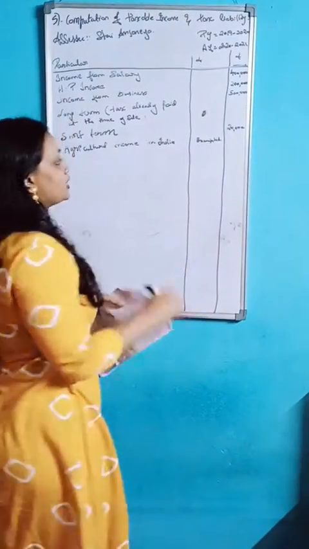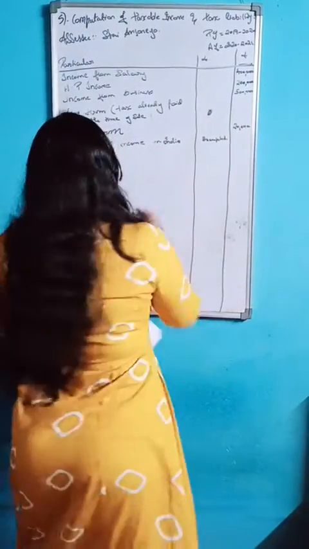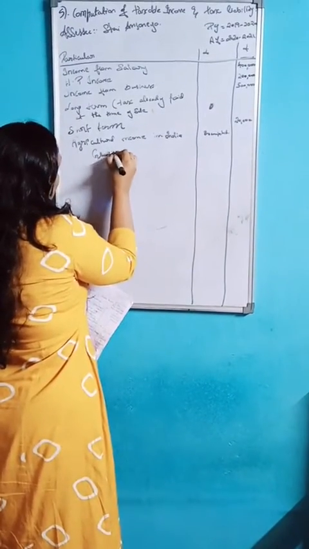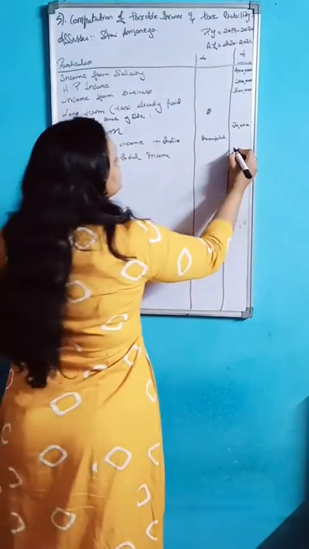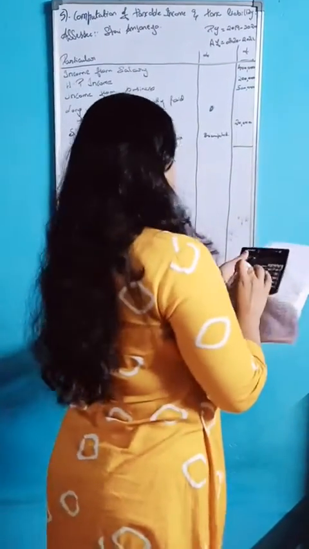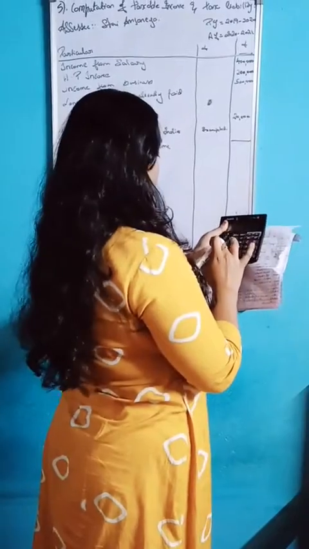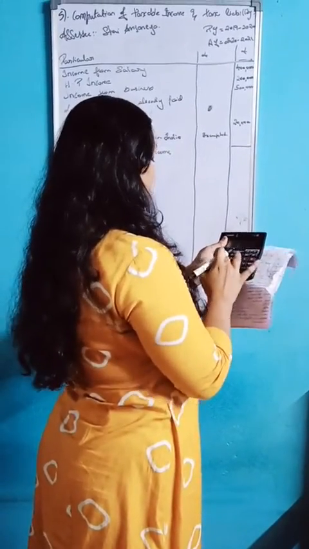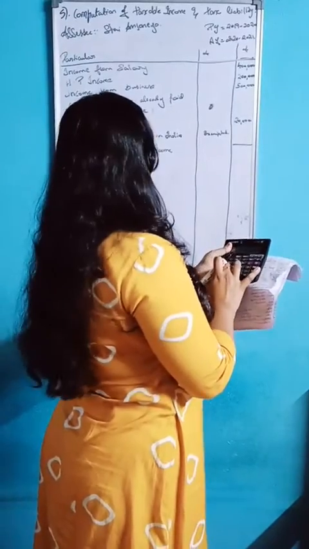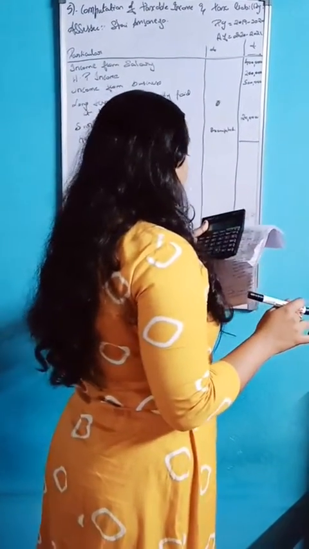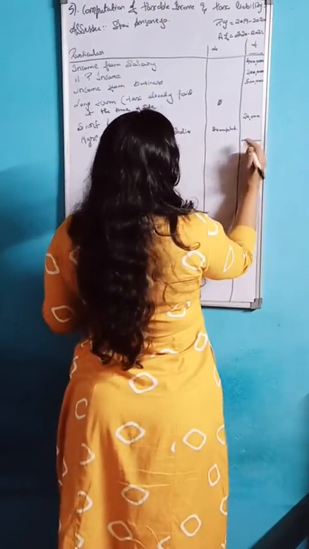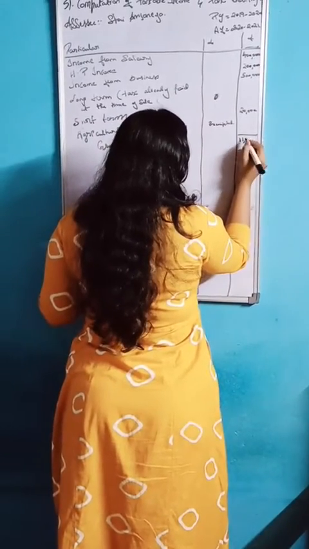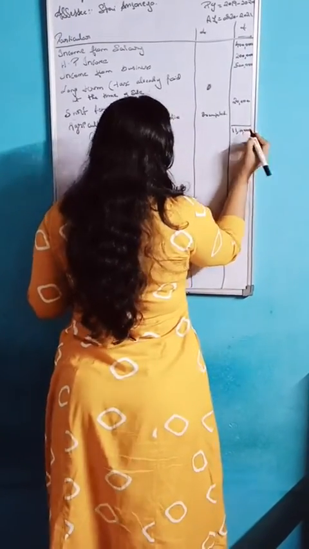Then you should calculate the gross total income. So just mention here gross total income. Just add how much you will get. So 4 lakh plus 2 lakh plus 5 lakh plus 20,000, you will get 11 lakh 20,000. So the question's answer is 11 lakh 20,000. Okay.